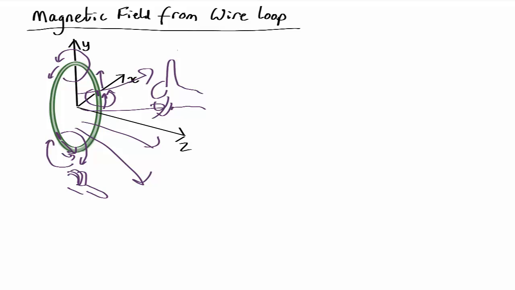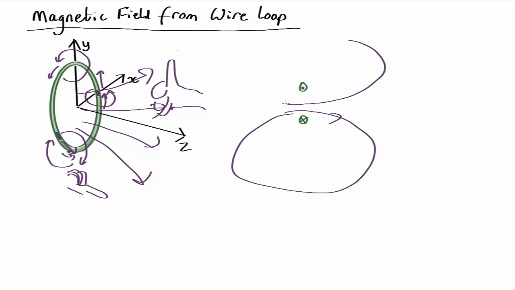So if we look at the ring sideways on, so here's our ring coming out, current going in, we'd imagine we have a magnetic field that's going to look something like this. Strong to the right in the middle, weaker to the left on the outside.